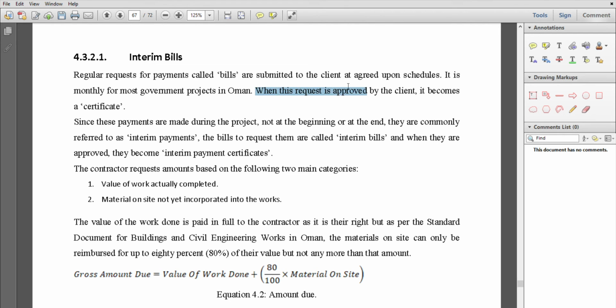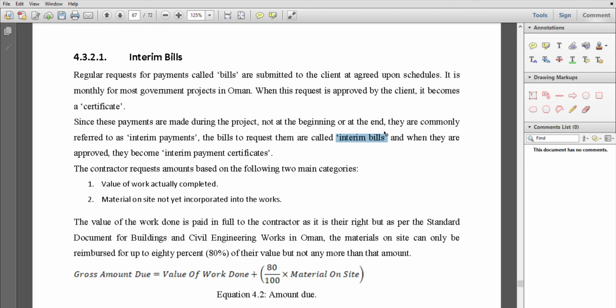And when this request is approved by the client, it becomes a certificate, as I said a few minutes ago. Since these payments are made during the project, not at the beginning or at the end, they are commonly referred to as interim payments. So we are doing this sequentially during the project according to time schedules. This is why they call it interim. And the bills to request them are called the interim bills.